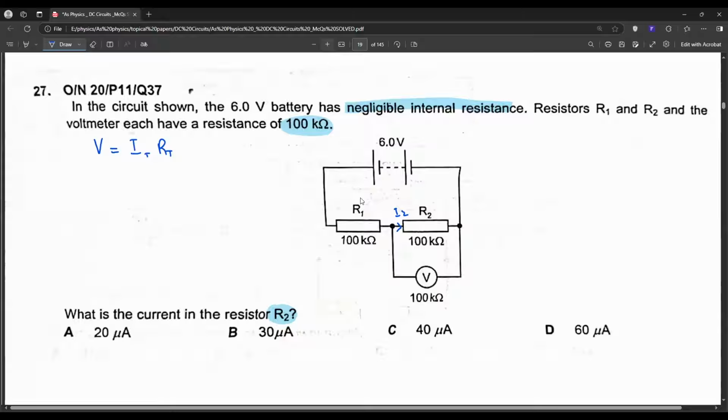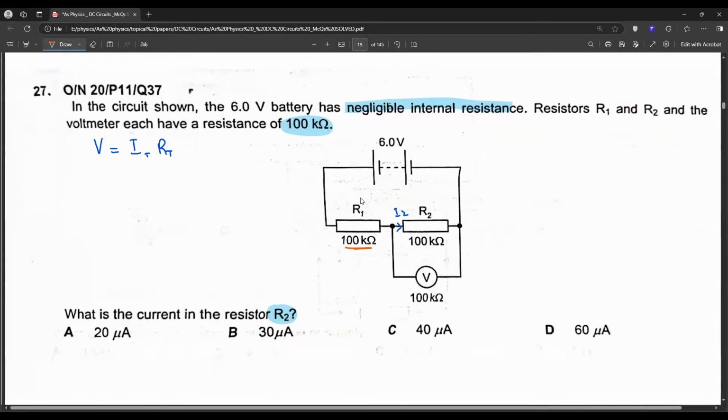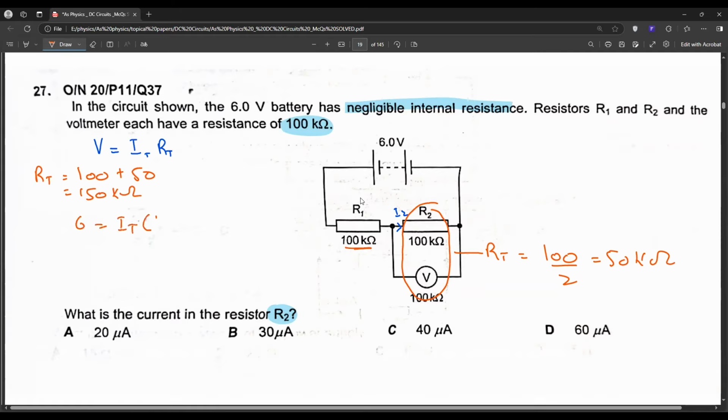What will be the total resistance here in the circuit? We have one resistor in series and two in parallel. Can you calculate the total resistance of this parallel combination? Yes, 100 divided by 2, that is 50 kilo ohms. This is your resistance of 100 kilo ohms. The total resistance will become 100 plus 50, that is equal to 150 kilo ohms. Your voltage is 6. 6 is equal to I total into 150 into 10 raised to the power of 3.